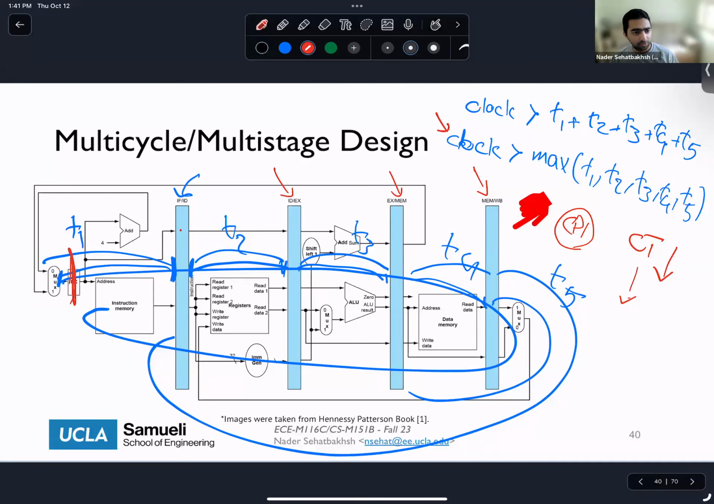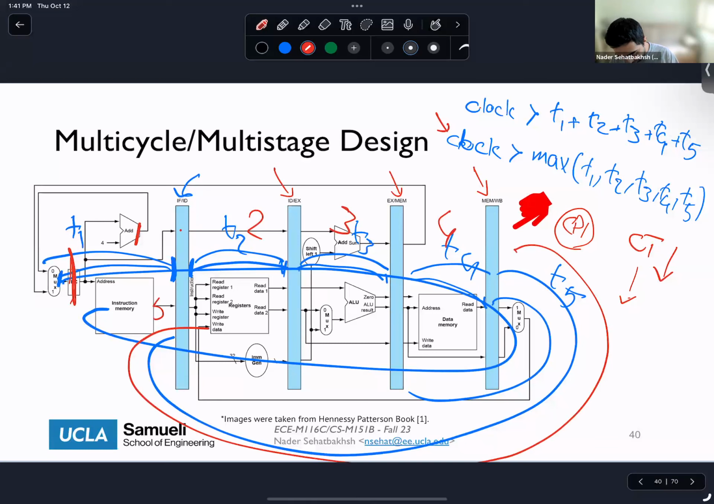So somebody asked, does it turn into 4 super short clock periods to complete one instruction instead of one long period? Exactly. So actually 5, right? This is 1, this is 2, this is 3, this is 4, and this is back to the register, 5. So we are basically breaking down one really long clock cycle into 5 shorter clock cycles. Okay, that's what we are really trading off here.